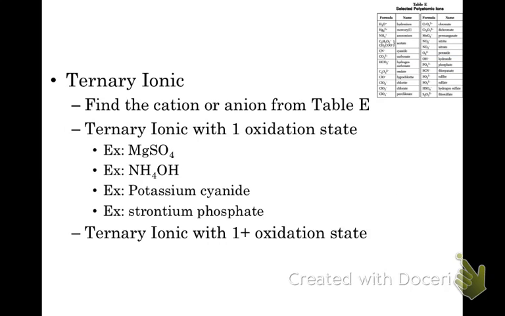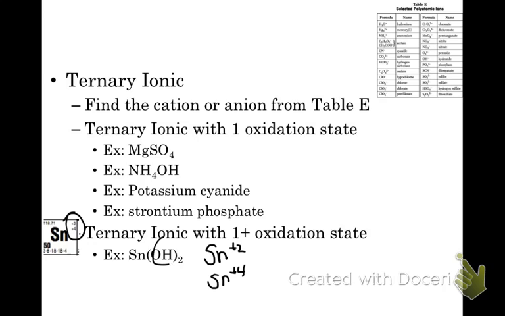Now we're going to look at ternary ionic compounds, meaning, again, ionic compounds have 3 or more elements, and one of them has more than one oxidation state. So we'll look at Sn(OH)2. Sn is tin. So here I can do Sn +2 or Sn +4. And that OH is hydroxide. It comes from table E. And that's OH -1. So I'll do both of them there just to see what happens.